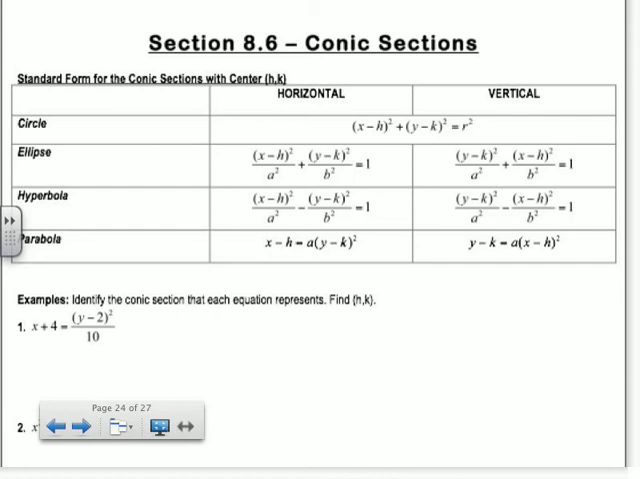All right, so number one, I have x plus 4 equals (y minus 2) squared all over 10. So can you guys tell what that is? It is a parabola. The parabola is the only one, if you go through and look at your equations, that doesn't have both x squared and y squared. It only has one of them. Notice how the horizontal one has y squared, so (y minus k) squared, and the vertical one has x squared, but they don't have both of those. So it's the only one. All right, so this is a parabola.